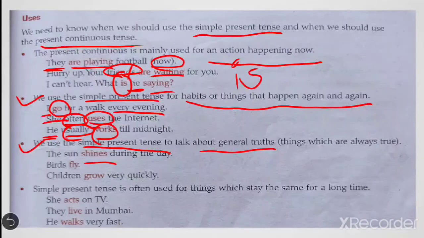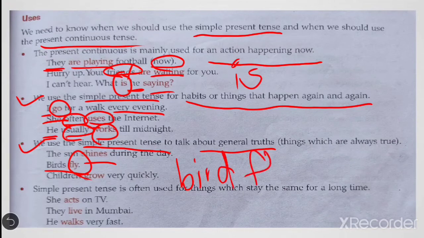The sun shines during the day. The sun rises from the east is a universal truth, is a general truth. So for that, we have to use simple present tense. Birds fly, it's truth. We cannot say animal flies. So here birds fly, it's true. So that's why birds, more than one, that's why fly. But if only one bird, so flies. This y turn into ies.